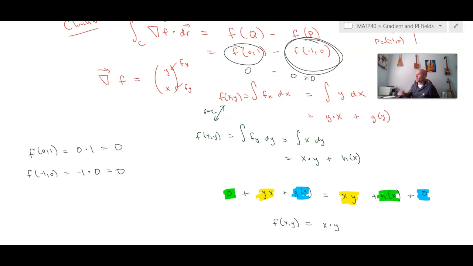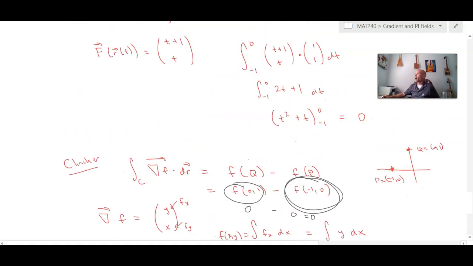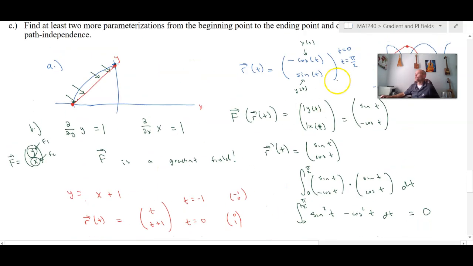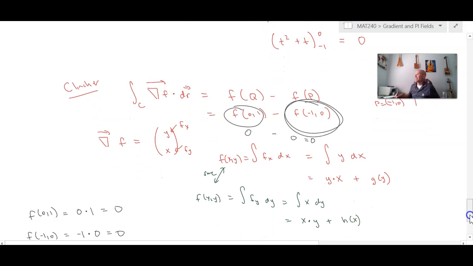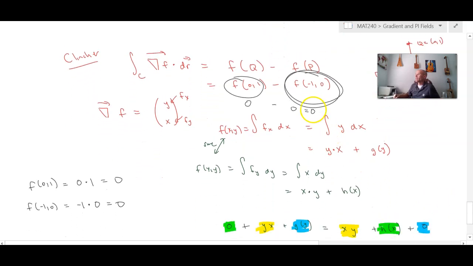So what did we save here? How did we benefit from this process? Well, up here we had to find parameterizations. We had to actually find an oriented curve that would take us from negative 1, 0 to the point 0, 1. And here we did it another way. It took us from negative 1, 0 to 0, 1 along that straight red line. But here we still calculated the line integral to be 0.